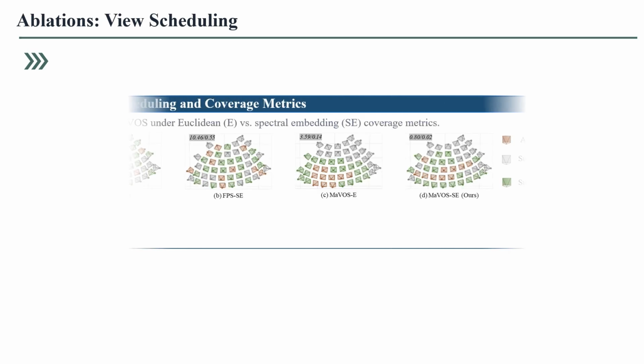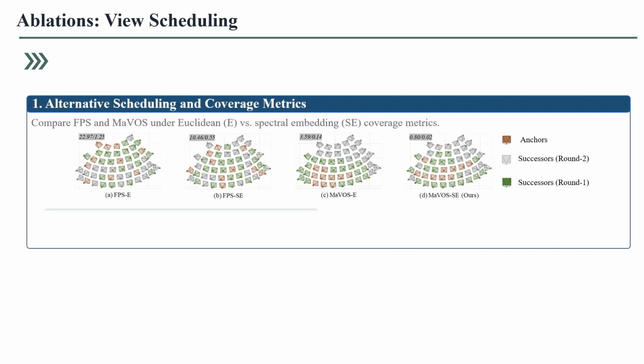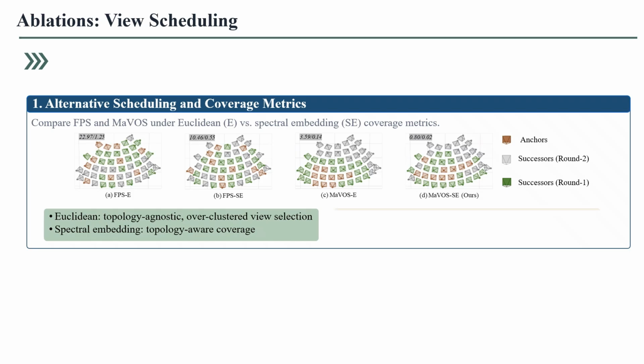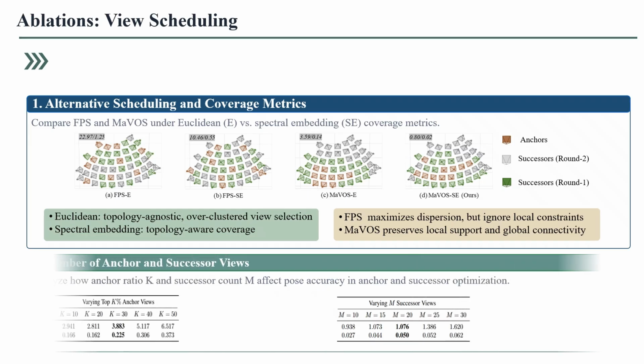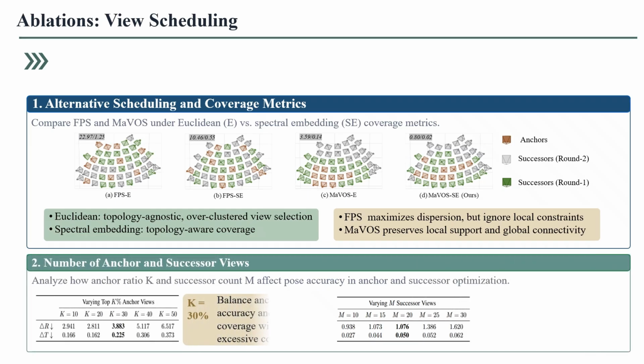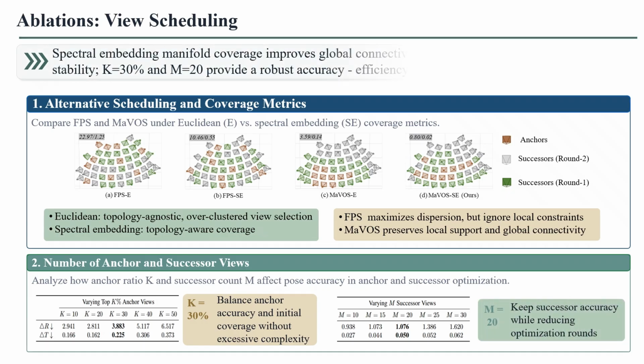This slide highlights the effectiveness of our manifold-aware coverage design. We compare our view optimizability score with farthest point sampling and also evaluate two coverage metrics: Euclidean distance on the co-visibility matrix, and distance in the spectral embedding space. Results show that spectral embedding manifold coverage improves global connectivity without sacrificing local optimization stability. We also vary the number of anchor and successor views. The selected configuration, 30% anchors and 20 successors per round, balances pose accuracy and optimization efficiency.